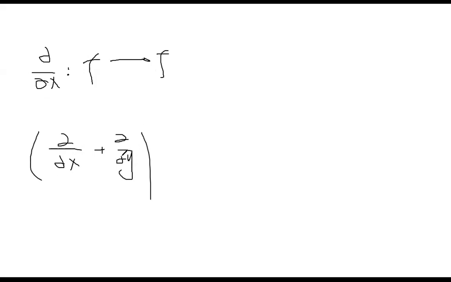All right, so for example, partial x takes a function to a function. Why is the partial linear? Because if you take this operator and operate it on a function f, it's the same as you operate partial x first, and then you plus partial y.